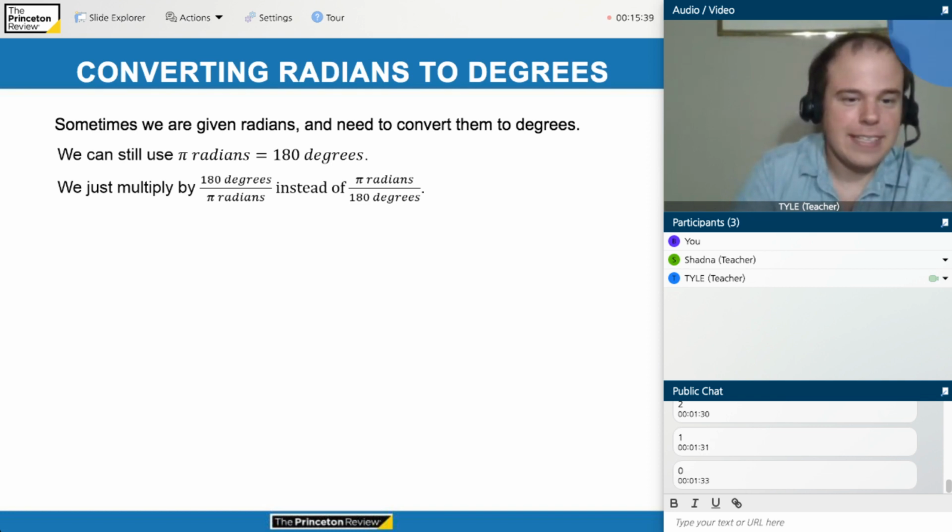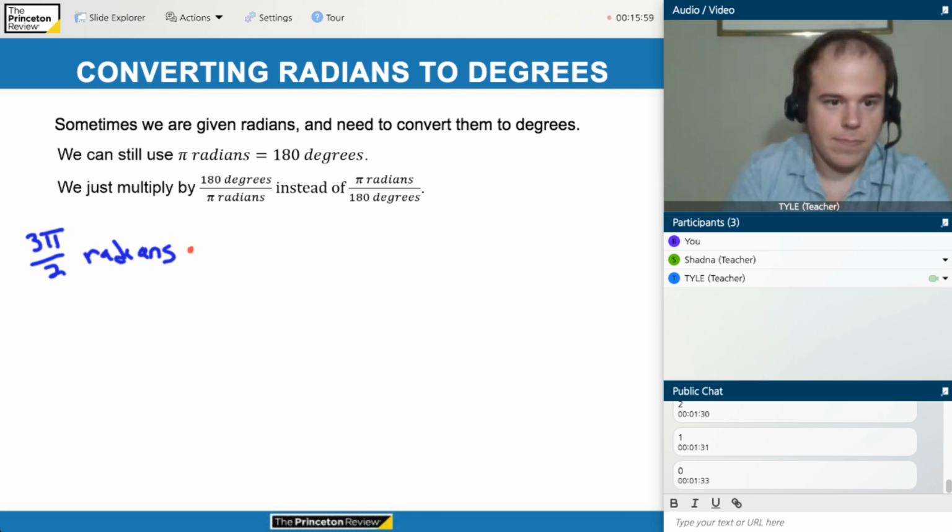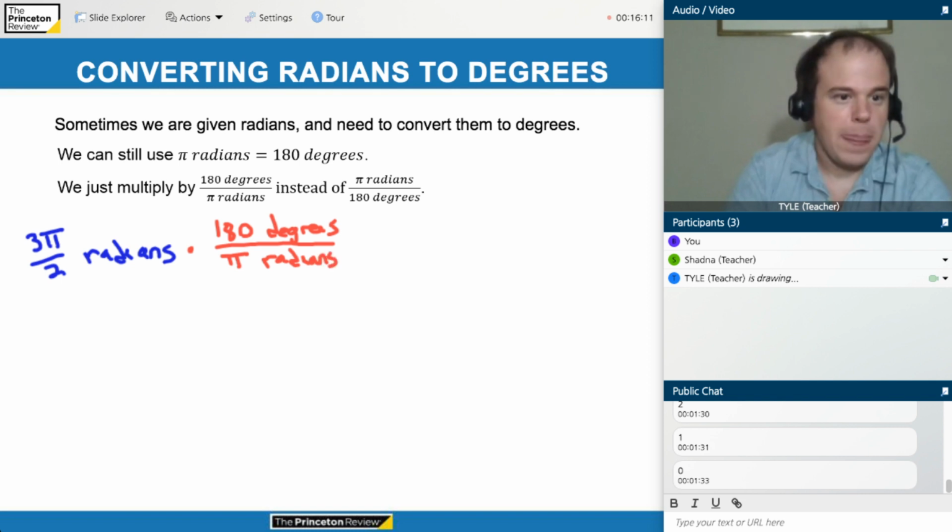Okay, let's convert some radians to degrees. Let's start with, I don't know, 3 pi over 2 radians. Okay, so what should I multiply by? I want to choose a ratio where the radians cancel. So I'll put degrees on top, 180 degrees, divided by pi radians. Okay, and we can see that now the radians cancel.